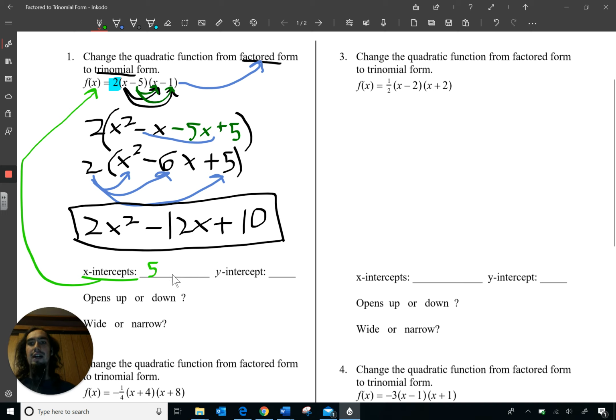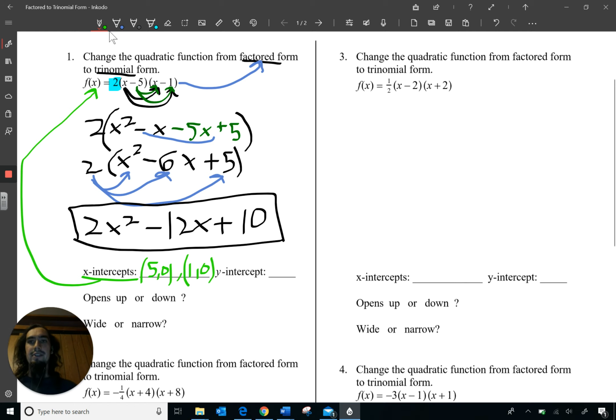That's x equals 5 and x equals 1. So if I was going to write that as coordinates, that would be (5, 0) and (1, 0). And again, if you are not sure about where I got (5, 0) and (1, 0), go back to the factored form video I did a couple weeks ago.